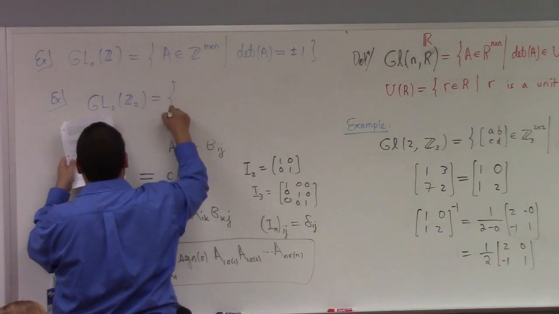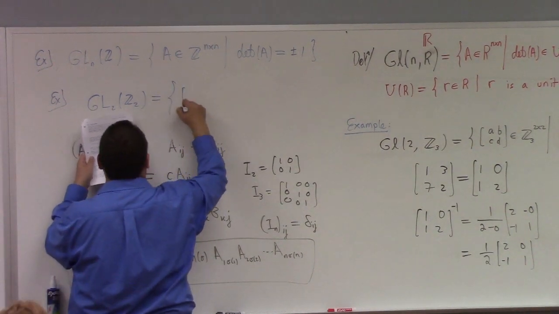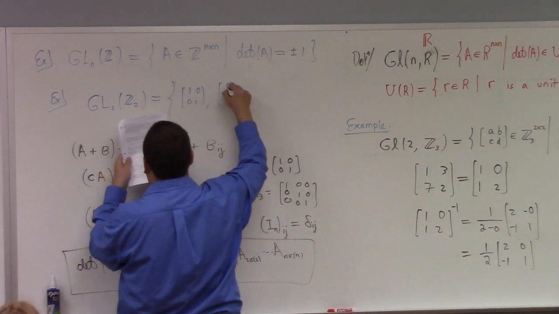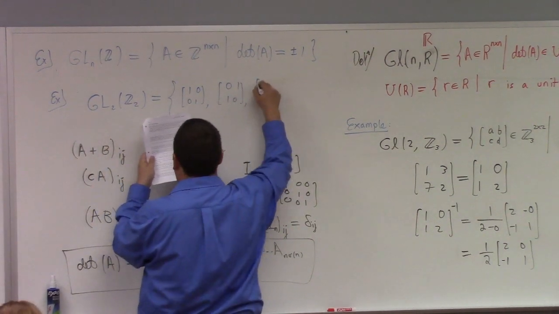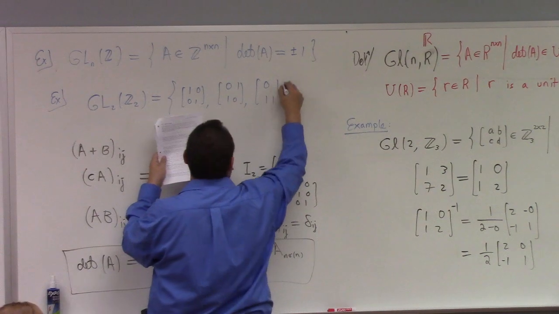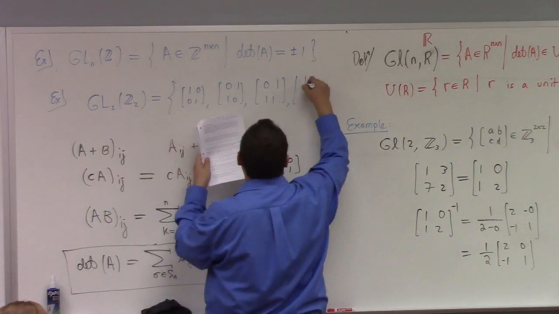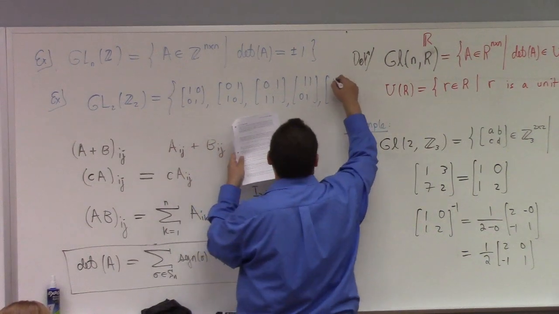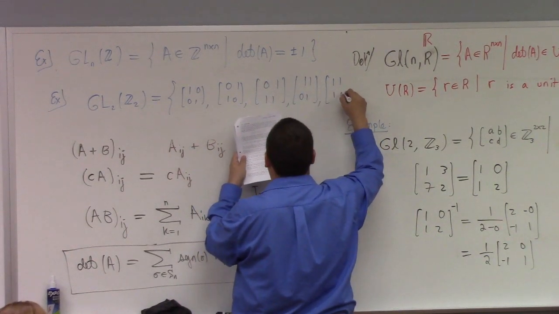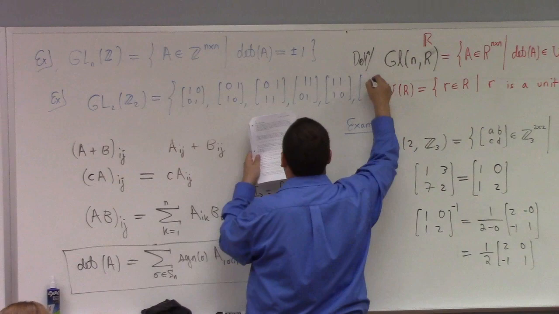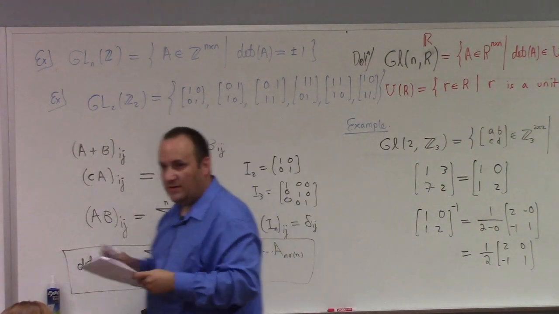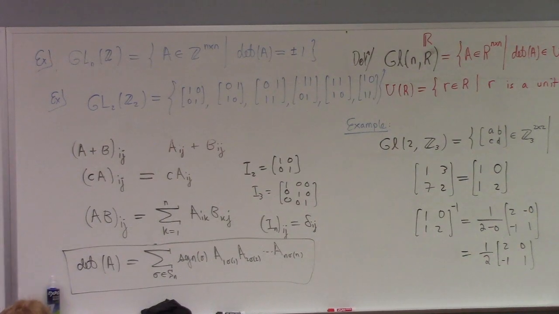The other interesting example, and I'll stop with this, is that if you calculate GL2Z2, you can show that you have the following matrices. 1, 0, 0, 1, 0, 1, 1, 0, 0, 1, 1, 1, 1, 1, 0, 1, 1, 1, 1, 0, and finally 1, 0, 1, 1. How many matrices are there in there? There are 6.